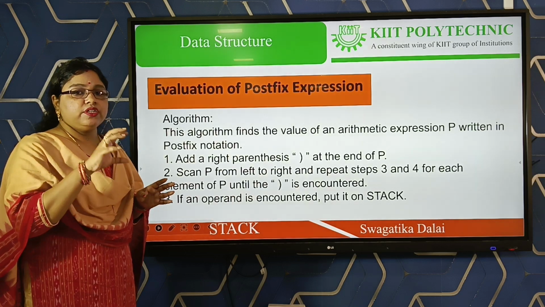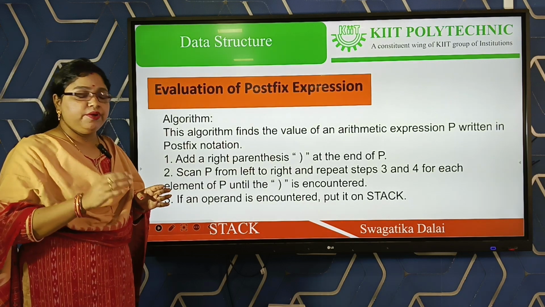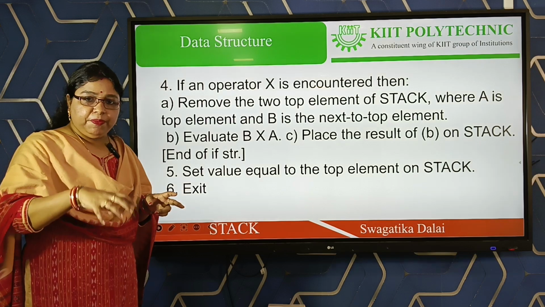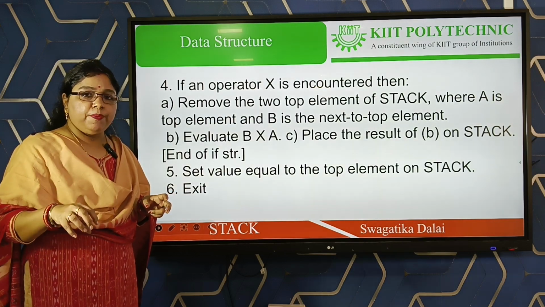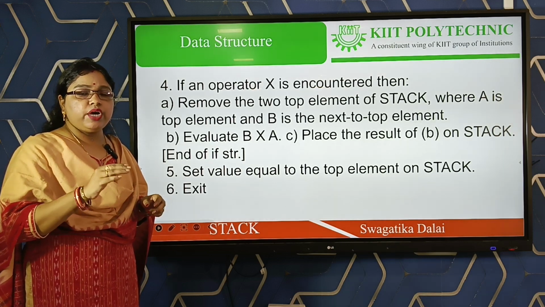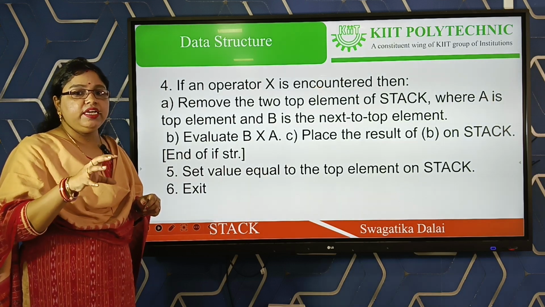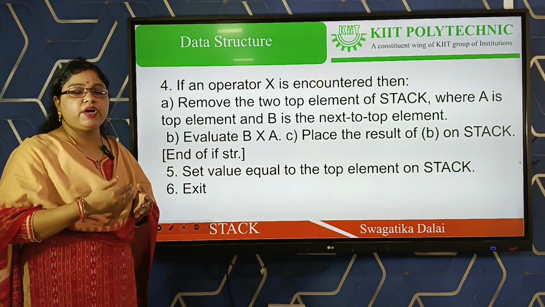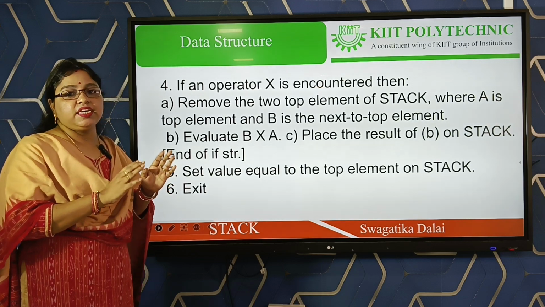Then if an operand is encountered, put it on the stack. If any operator is encountered, then repeatedly pop two elements from the stack. Here the top element is known as A and B is the next-to-top element. Then you have to evaluate B operator A, and finally put the result onto the stack. In this manner we evaluate the postfix expression. We can better understand it by seeing an example.